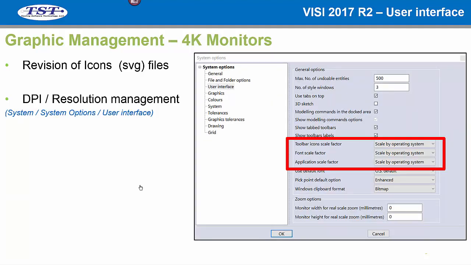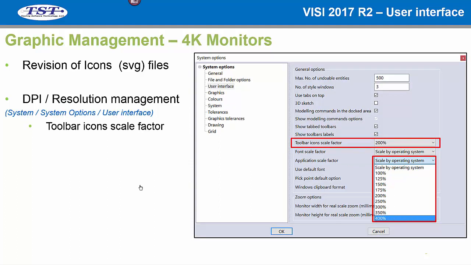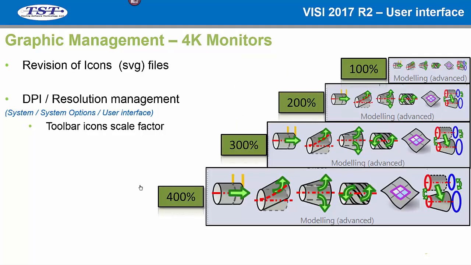As well, with those updated icons, we now have the ability in System Options, and User Interface to affect the toolbar icon scale factor. Font scale factor and application scale factor can all be independently managed. Now, keep that in mind. If you start to get some crazy big icons and/or scale sizes, you're going to have slider bars that pop up to fit that on your monitor. You have to match at best to your monitor. You can't just blow them up and expect it to fit on the screen. We've got to match it appropriately.